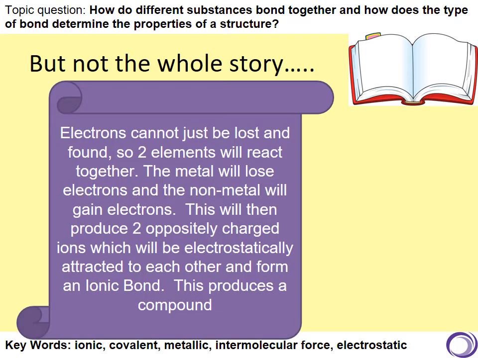We've talked about atoms gaining and losing electrons, but you can't just find electrons and you can't just lose them. So it needs 2 elements to react together, and in the case of ionic bonding, it will be a metal reacting with a non-metal. The metal will lose electrons and the non-metal will gain electrons. This then produces 2 oppositely charged ions, and they become electrostatically attracted to each other and form an ionic bond. This will also produce a compound.